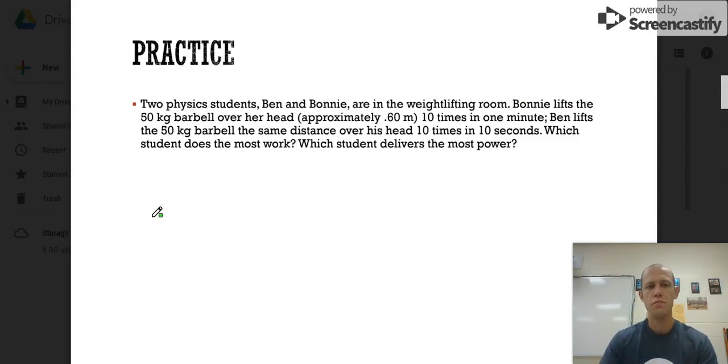Okay, 2 physics students, Ben and Bonnie, are in the weightlifting room. Bonnie lifts the 50 kilogram barbell over her head approximately 0.60 meters 10 times in 1 minute. Ben lifts the 50 kilogram barbell the same distance over his head 10 times in 10 seconds. Which student does the most work? Which student delivers the most power? So let's look at the most work right now first. I see we're almost out of time, so we'll save it for another video.